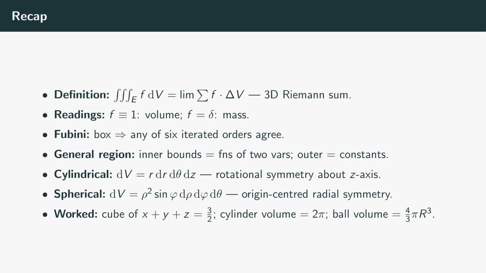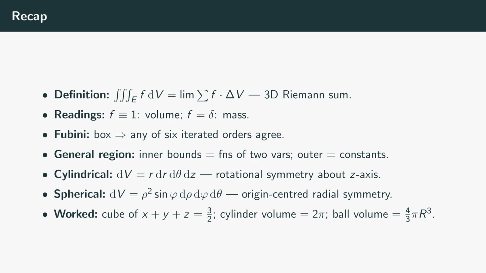Recap. The triple integral over E of f dv is the three-dimensional Riemann sum. Chop the solid into tiny boxes, sum f times delta v, take the limit. With f identically 1, you get volume. With f a mass density, you get total mass. Fubini lets you compute it as an iterated integral, evaluable over a box in any of 6 orders. Over a general region, innermost limits may depend on the other two variables, middle limits on the outermost, and outer limits on constants.